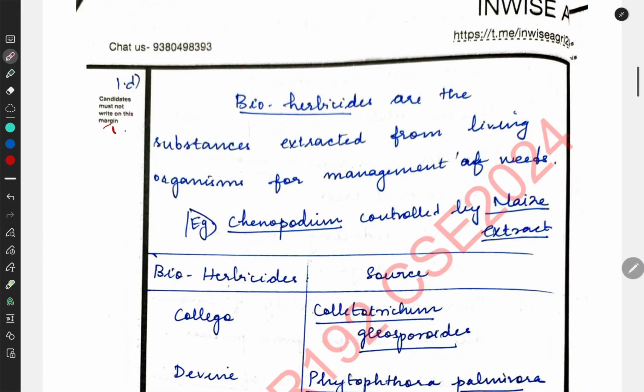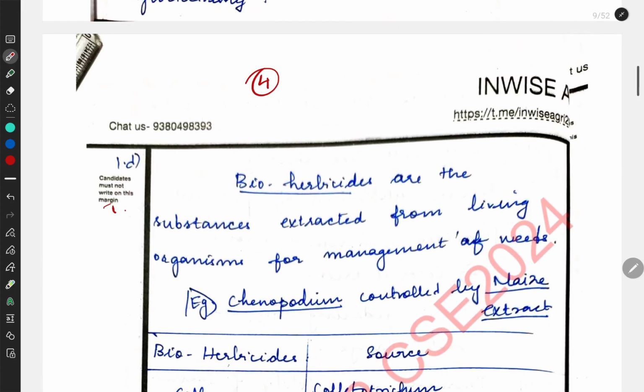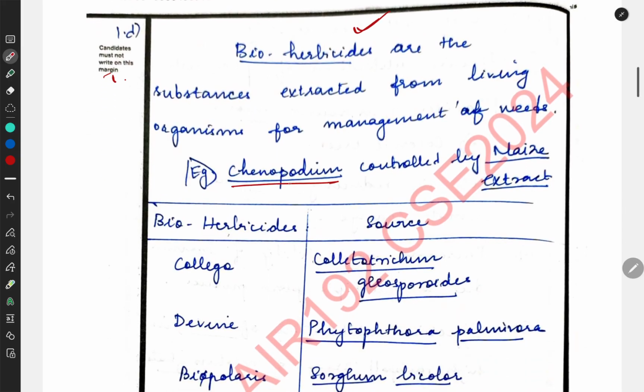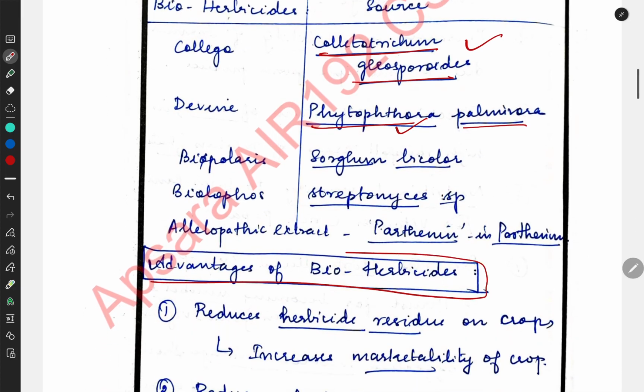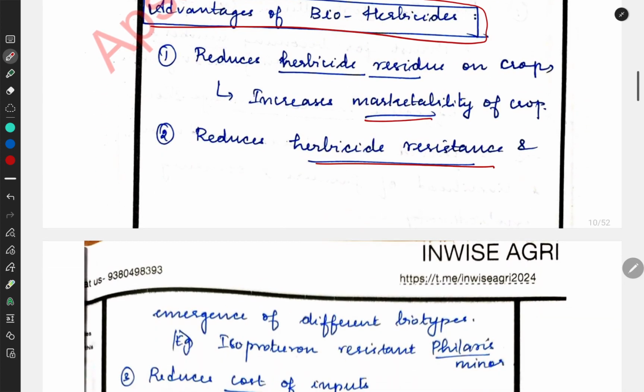Come to the fourth point. The fourth point is also very important, that is underlining the keywords, right? The question is related to bioherbicides. Look at here, Chenopodium, controlled by maize extracts. This is the keyword, so she underlined it. And the scientific names, she underlined them. Colletotrichum gloeosporioides, then Phytophthora palmivora. Scientific names, she is underlining them. And subheadings and all, she put in a box. And important words, keywords, underlining.